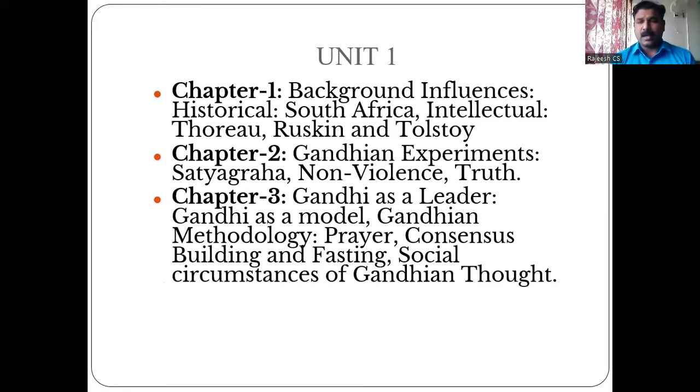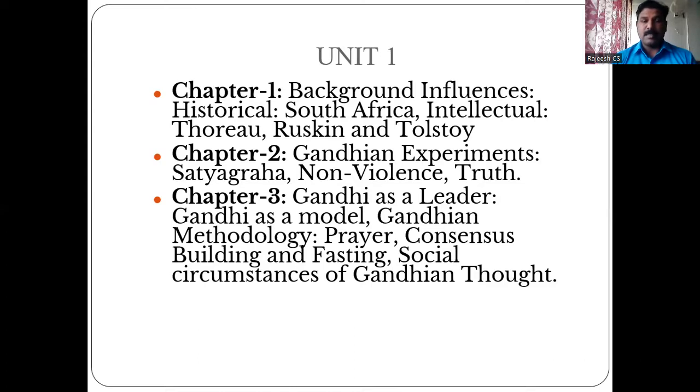Let's see what chapters are included in Unit 1. In Unit 1 we have three chapters. One covers the background and intellectual influences on Gandhi, where we will look at how Thoreau, Ruskin, and Tolstoy exerted their immense influence on Gandhian ideologies, and Gandhi's experience in the land of South Africa itself.